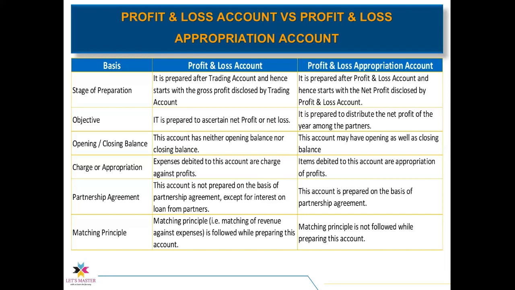For preparing the profit and loss account, we don't need the partnership deed or partnership agreement, except for interest on loan from a partner. And even if we don't have a partnership deed, or the partnership deed is silent about interest on loan from a partner, we have the standard rate of 6% suggested by the Indian Partnership Act of 1932, at which we can pay the interest on a loan by a partner to the partnership firm.